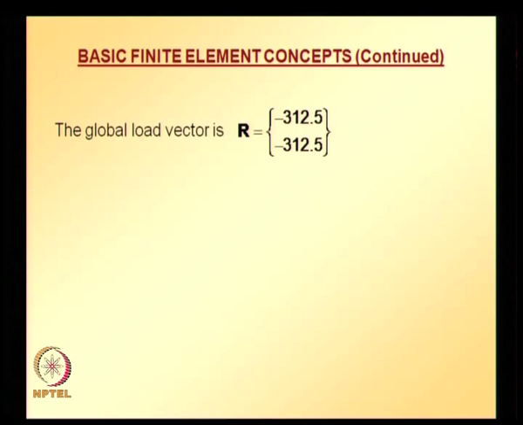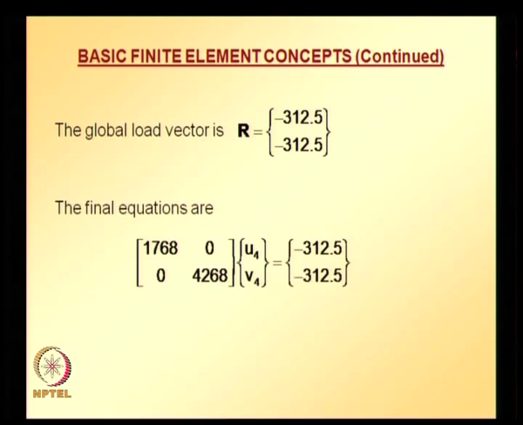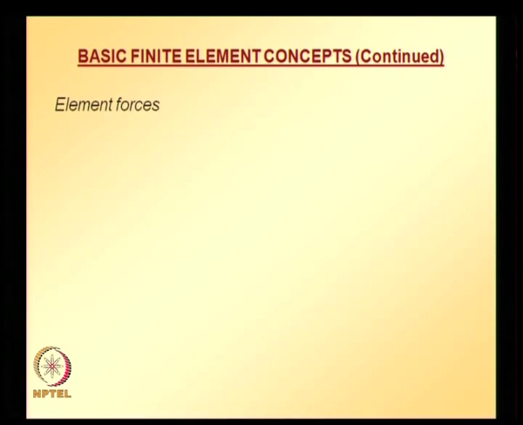So, the final reduced equation system is given by this, which is a 2 by 2 system. We can solve for u4, v4 and we get the values like this, all in inches. Now we have the nodal values: u1, v1, u2, v2, u3, v3 are all 0, and whatever is non-zero, that is u4, v4, we just obtained, and now we are ready to compute element forces.